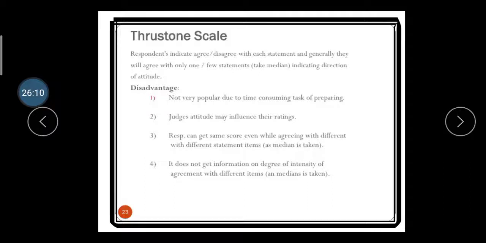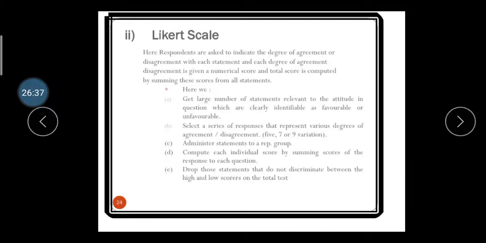Second, the judges' attitude may influence the rating, કે rating જે છે એને influence કરી શકે છે. જો neutral આવે તો શું કરો, બરાબર? Then respondents can get the same score even while aggregating different statement items. Then after, it does not give information on the degree and intensity of the agreement with the different items, and the median will be taken.